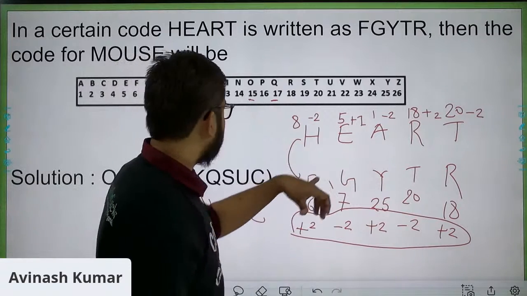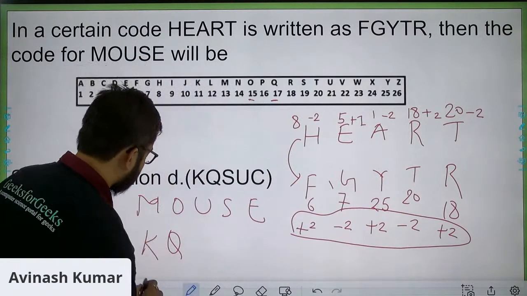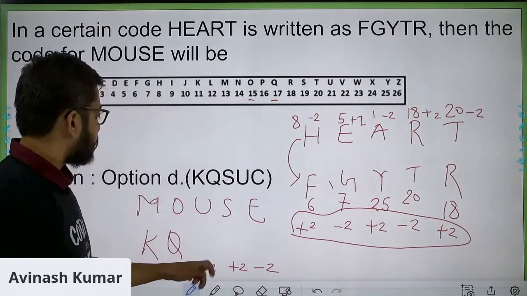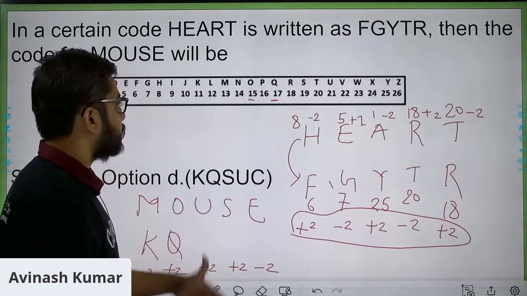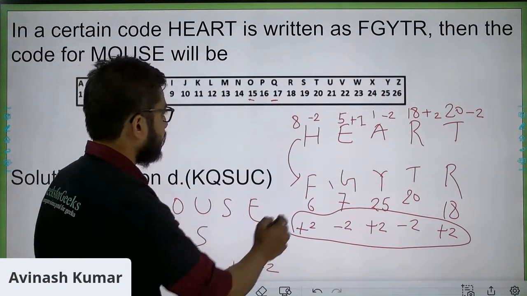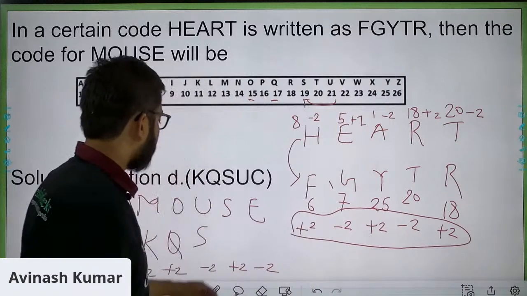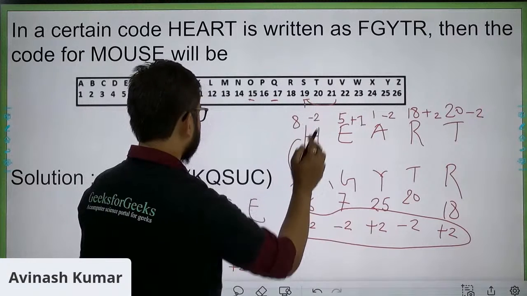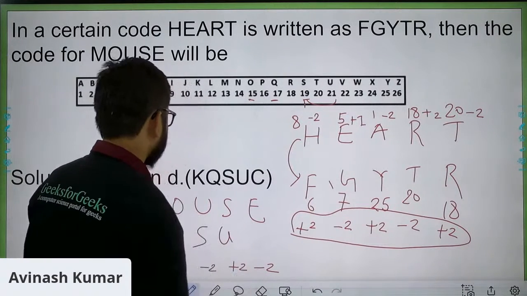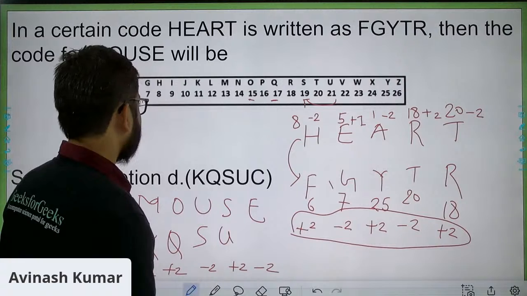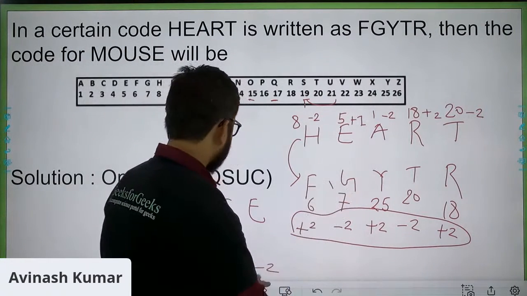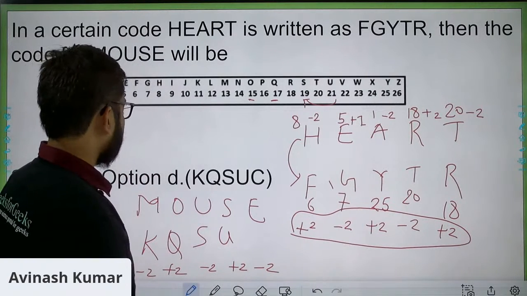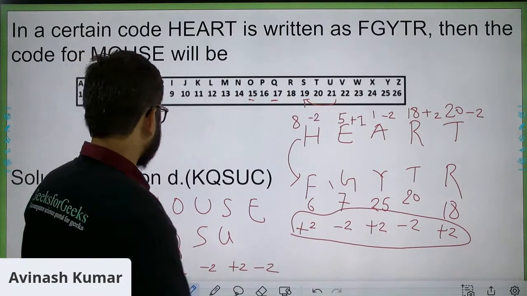For U, it's a minus 2, then minus 2, then plus 2, then again minus 2, then plus 2, and then minus 2. So again it's a minus 2 case. So U minus 2 is S. Then S, it's a plus 2 case. S plus 2 is U. Okay. So K, Q, S, U. And then again, the third one is the case of minus 2. So it's a minus 2 case, will be C. Minus 2, plus, minus, plus, minus, it's like A.